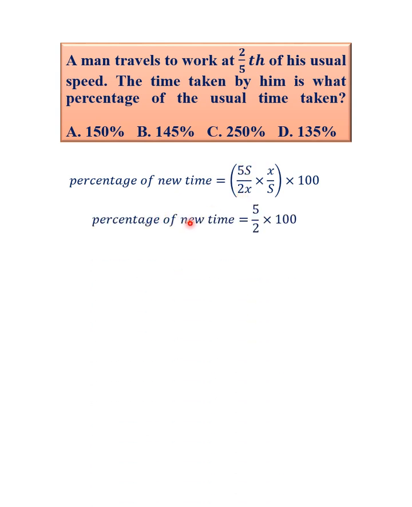So the percentage of the new time is equal to 5 all over 2 times 100. 100 divided by 2 is 50. 50 times 5 is definitely 250. So the percentage of the new time is 250% of the usual time. So the answer to this question is option C.